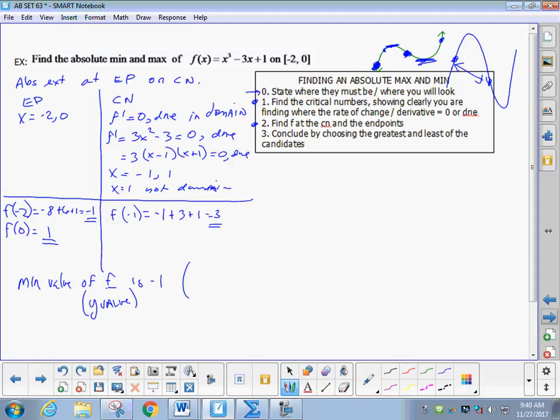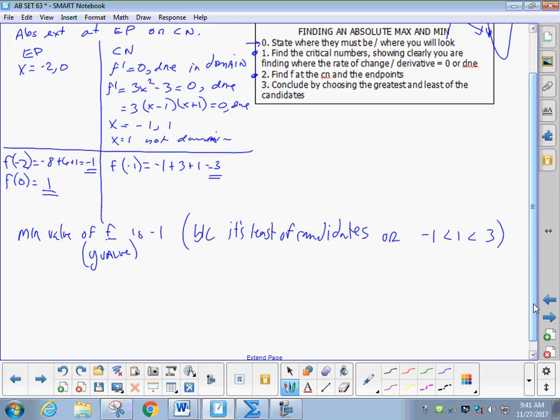Some people on the AP rubrics, you'll often say, because this is the least of the candidates. I know Miss Cannon might do something like because -1 is less than 1, which is less than 3, and that's fine too. Any of that is gravy to me. Obviously, the very minimum is to say this is the minimum value of f to answer the question. What is the maximum value of f?